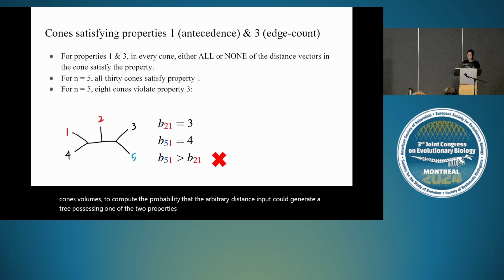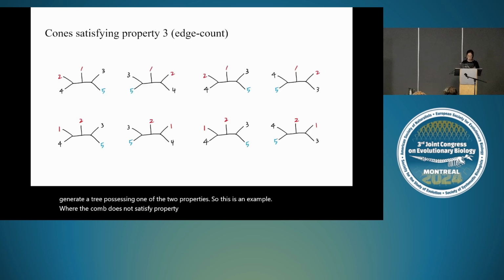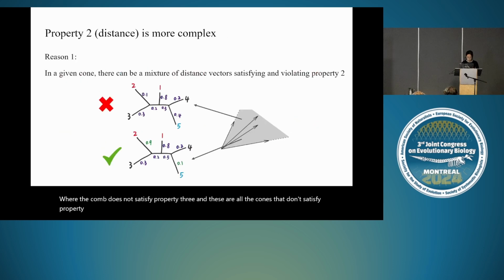So this is an example where a cone does not satisfy property 3. And these are all the cones that don't satisfy property 3.